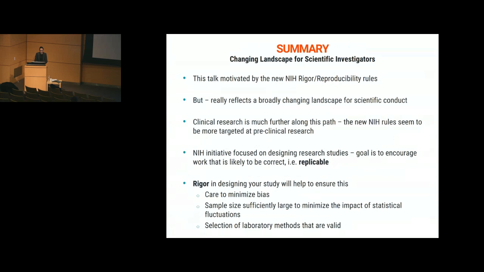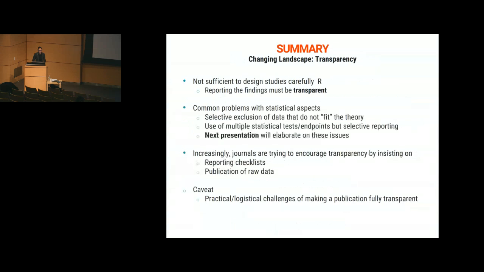The new rules seem to be more targeted at preclinical research, and in terms of designing research studies, the goal is to encourage work that is likely to be correct. In other words, if different scientists try to replicate the results, they will come to the same conclusions. They also obviously want rigorous studies so that the funding was well spent in terms of answering the scientific objective. They want to minimize bias. They want to have studies that are designed with a sample size sufficiently large to minimize the impact of statistical fluctuations, and selection of methods that are valid.